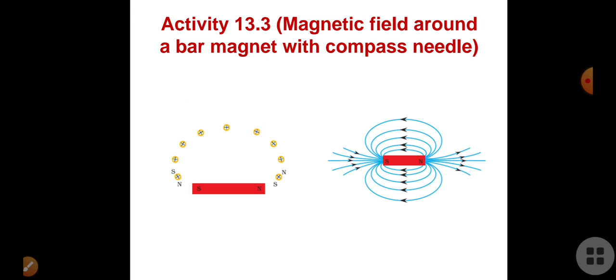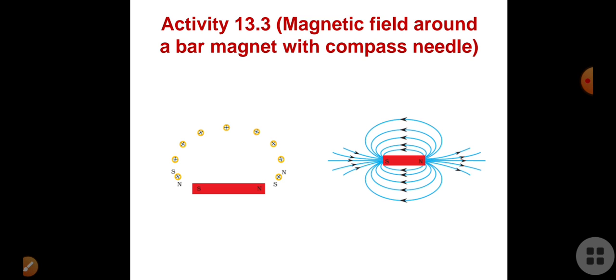Now this is activity 13.3, another activity given in your book, that is magnetic field around a bar magnet with the help of a compass needle. So we can draw this pattern of magnetic field around a bar magnet with the help of a compass needle also. If we do not have iron filings, we can use a compass needle, and according to that we can draw. So let us read this activity.